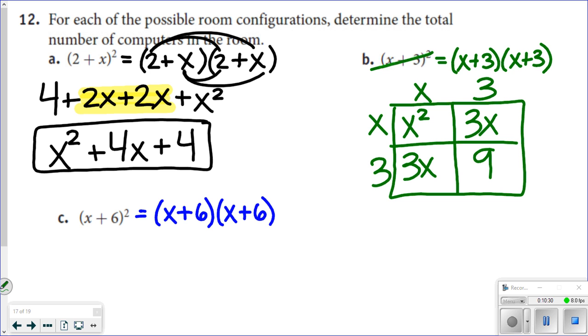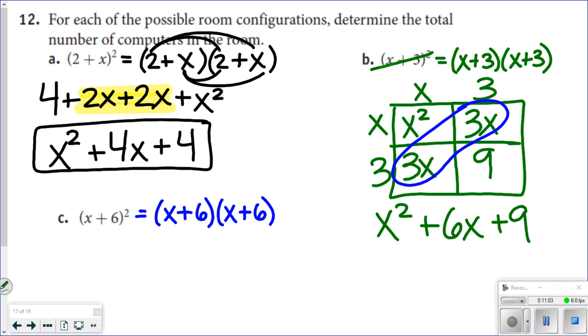Now, what you notice about A and B is that when I multiply, I have 4 terms, right? I wrote out 1, 2, 3, 4 terms in question A, and in question B, I have 4 terms in these 4 squares or boxes. But now, when we combine our like terms, we end up with 3 terms. So again, my like terms are the diagonals, which are my x's. So x squared, 3 plus 3 is 6, plus 9. And that would be my final answer.